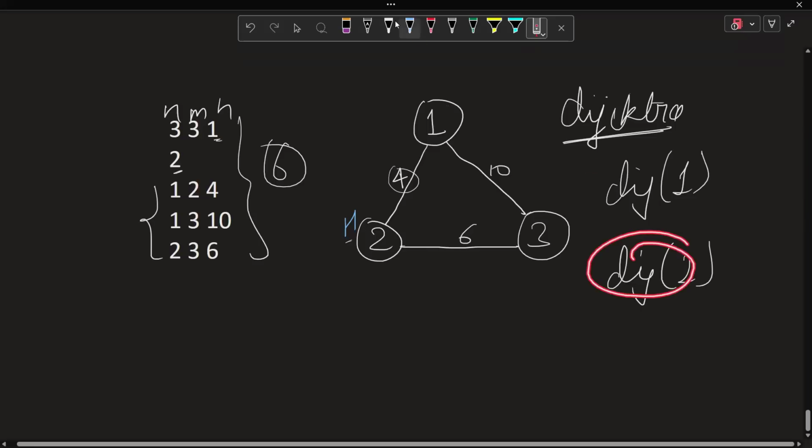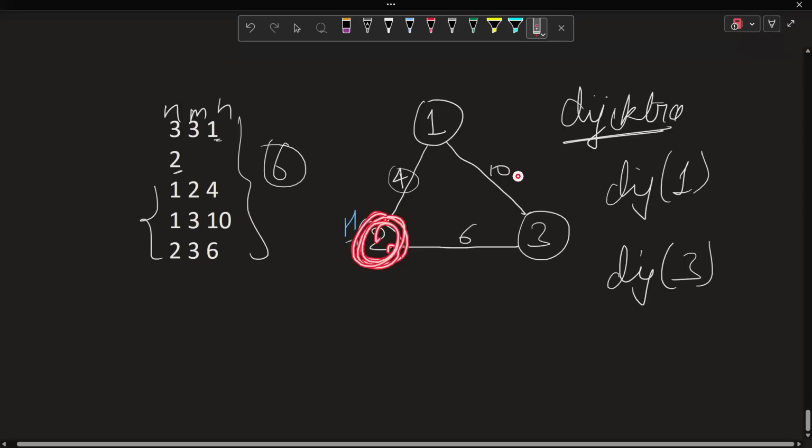And when you run the Dijkstra from node 3, or n in general, you would get the shortest distance from 3 to every node. So once you have done these two pre-computations, what you can do is check, let's suppose this is the meeting point, in how much time they would meet.